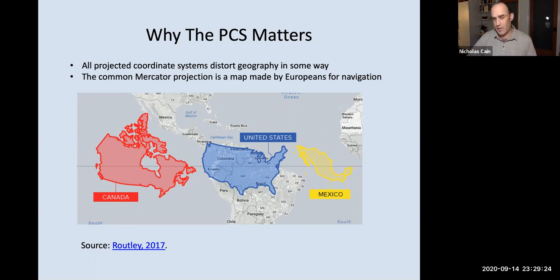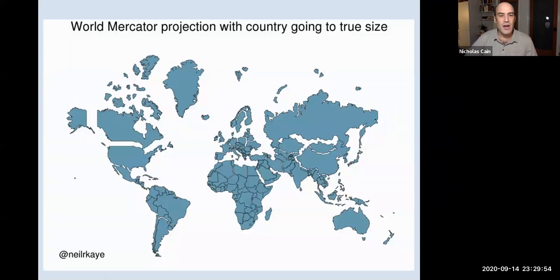And that Canada is this massive country, right? Because again, the further you get from the equator, which is the center band around the Earth, the more a Mercator projection distorts countries, makes them bigger. What you actually see when you overlay the US, Canada, and Mexico over a map of South America is that, wow, South America is quite a bit bigger than the United States, which I think is kind of counterintuitive.